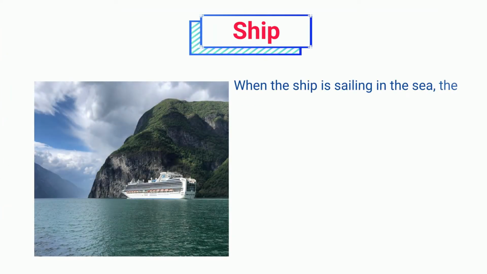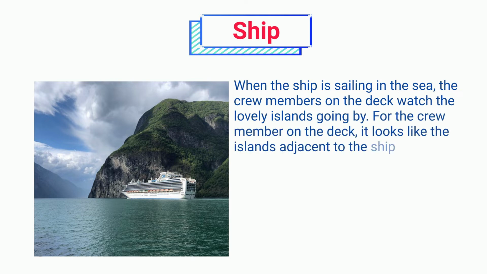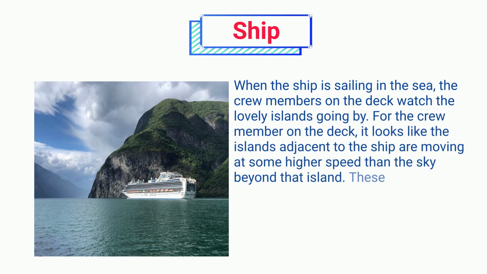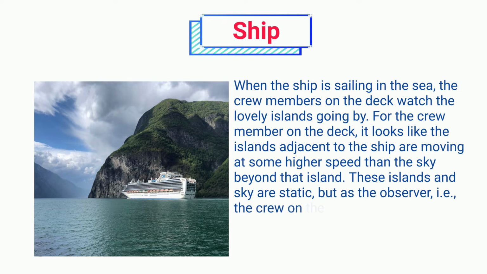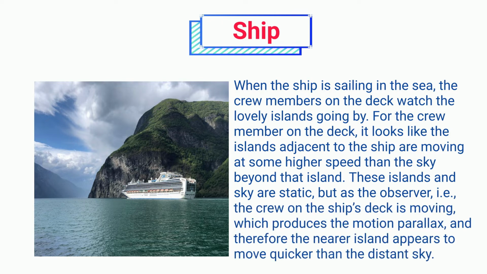Ship. When the ship is sailing in the sea, the crew members on the deck watch the lovely islands going by. For the crew member on the deck, it looks like the islands adjacent to the ship are moving at a higher speed than the sky beyond that island. These islands and sky are static, but as the observer, i.e., the crew on the ship's deck, is moving, this produces the motion parallax, and therefore the nearer island appears to move quicker than the distant sky.